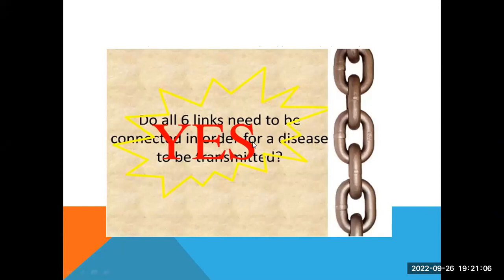So let me ask this question. Do we need to have all 6 links in order to say that we have the chain of infection? The answer is yes. You must have them all. You must have the host, you must have the pathogen, the portal of entry, portal of exit, the reservoir, the mode of transmission. You have to have all the links in order to have this complete cycle. So if we want to break this cycle, we really need to be working on all links.